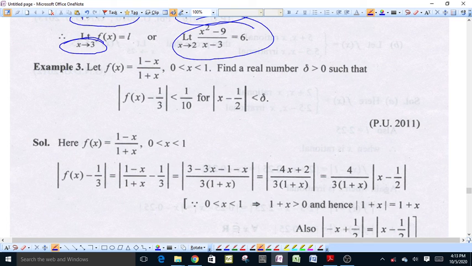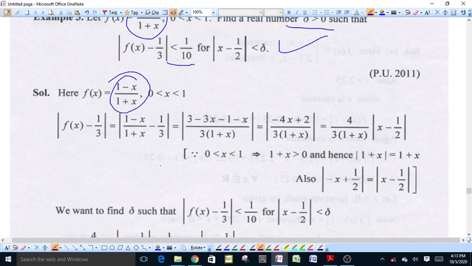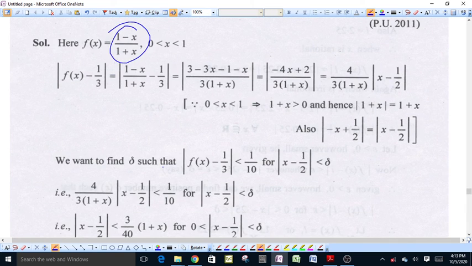Now suppose that we have a function f(x) = (1 - x)/(1 + x), where x lies between 0 and 1. We have to find a real number delta positive such that |f(x) - 1/3| is less than 1/10 for |x - 1/2| less than delta. Here f(x) = (1 - x)/(1 + x) and x lies between 0 and 1. Then |f(x) - 1/3|, by putting the value of f(x), will be equal to the modulus of (1 - x)/(1 + x) - 1/3.